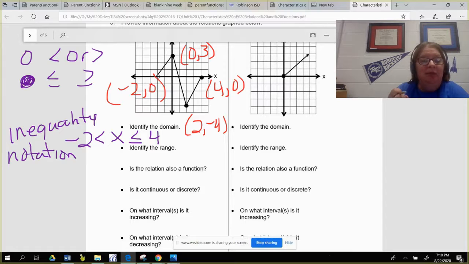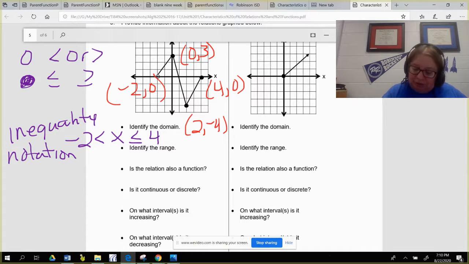You put the letter in the middle. So this was domain, so we put an x in the middle. You would read it -2 is less than x is less than or equal to 4. What it means is all of the x values, or the domain of this function, is between -2 and +4. -2 is not included. We know that because of the open circle. And +4 is included. We know that because of the closed-in circle.